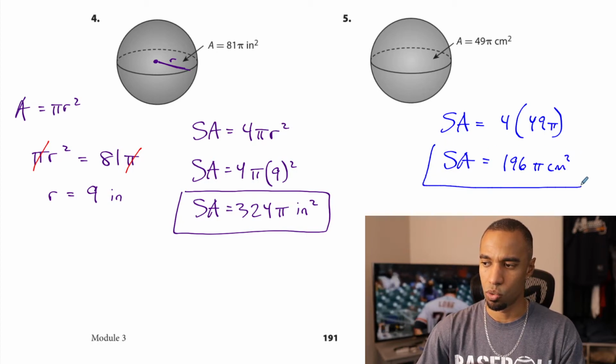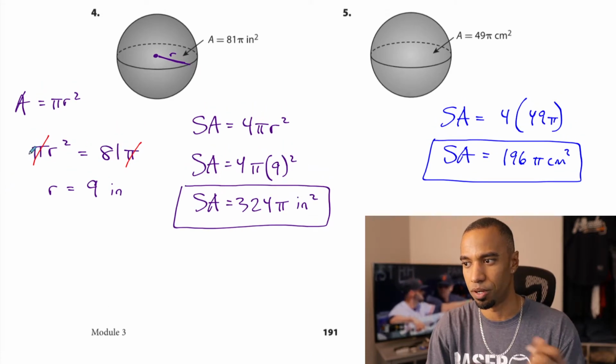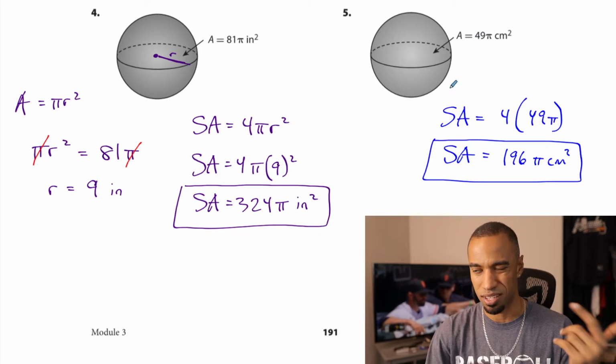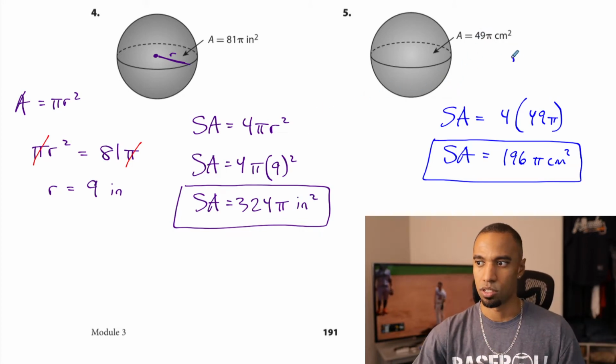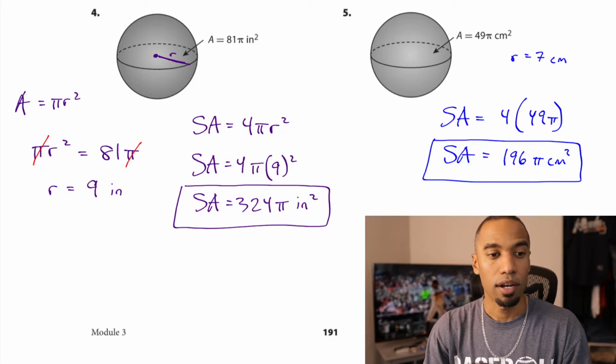I really wanted them to do one where they gave us the circumference, but I didn't create these problems, so there it is. Otherwise, solve for r by dividing both sides by pi and taking the square root, and you get r equals 7, in case you're dealing with it that way. All right, I'm going to keep moving forward. Let's go.